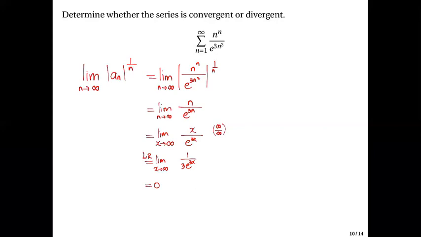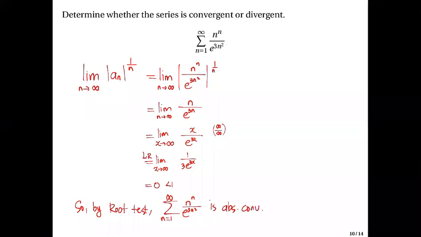And this is less than 1. So, by root test, the series sum n to the n over e to the 3n squared, n from 1 up to plus infinity, is absolutely convergent. Okay?